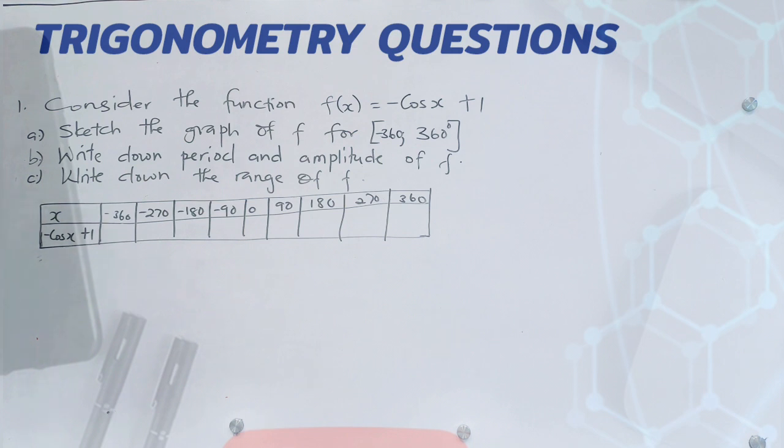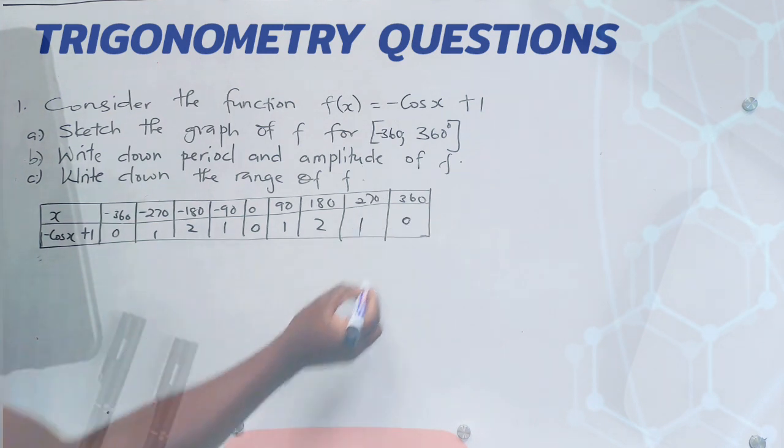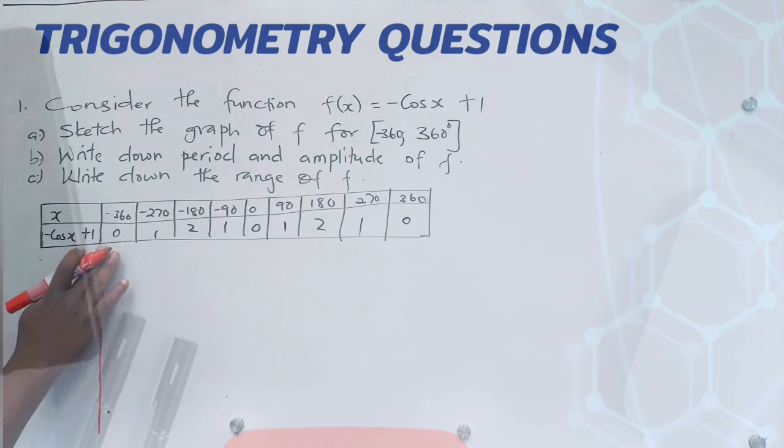Let's substitute negative 360 on the calculator. Negative cos negative 360, I'm getting 0. Then for the other ones, I'm getting 1, 2, 1, 0, 1, 2, 1, finally a 0. So now I want us to sketch. We draw our Cartesian plane. Let me centralize it.